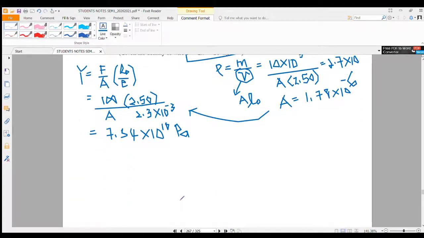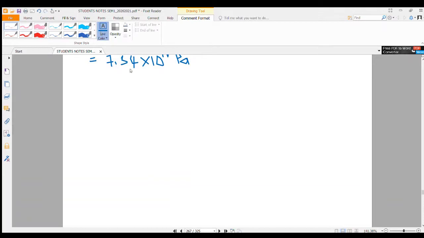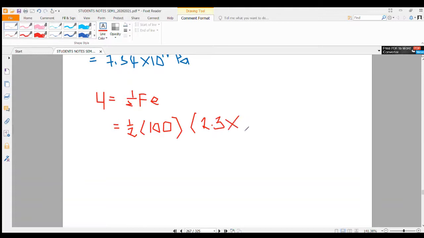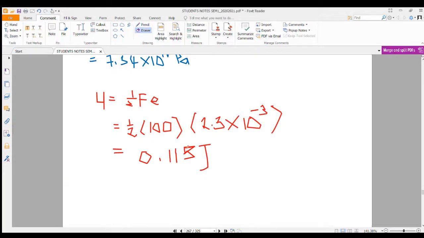So the strain energy equation is U equals 1 over 2 F e. Where we substitute inside, F just now is 100 and the elongation is 2.3 millimeter. Millimeter, we change it to meter. So you will get the answer for the strain energy is 0.115 joule. Okay, if finished, we will go to question number 5.